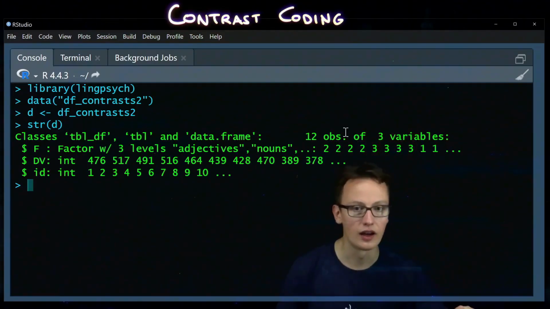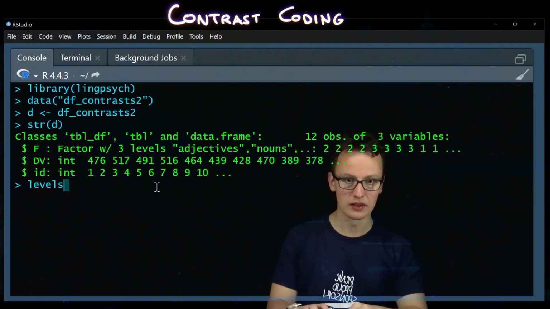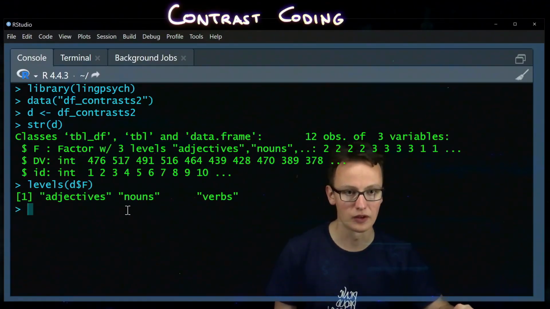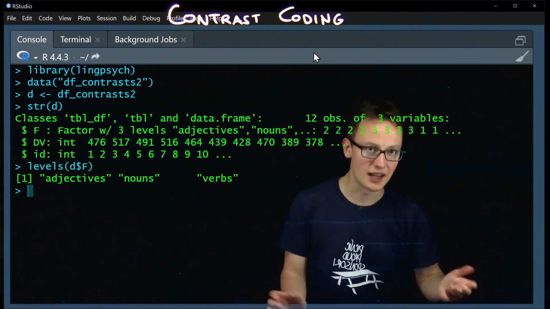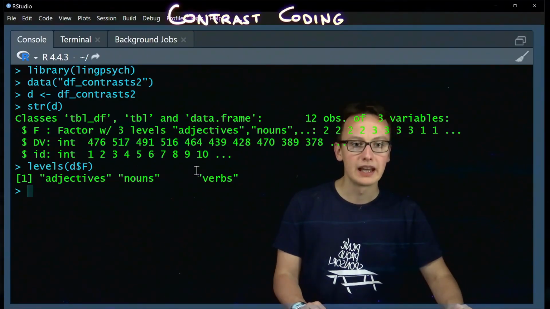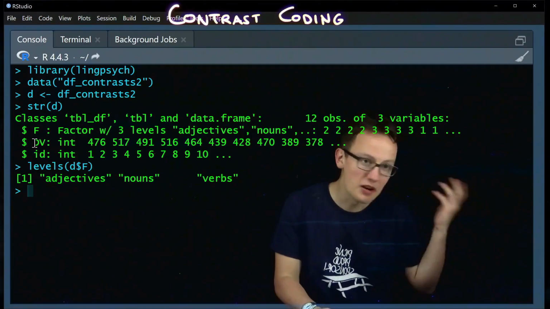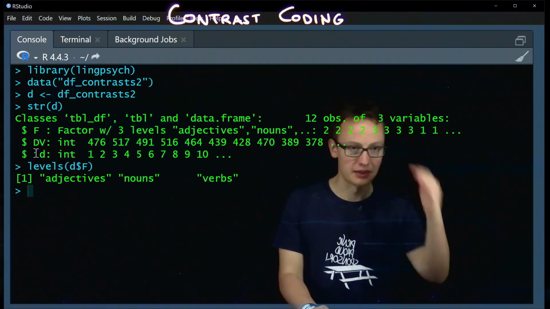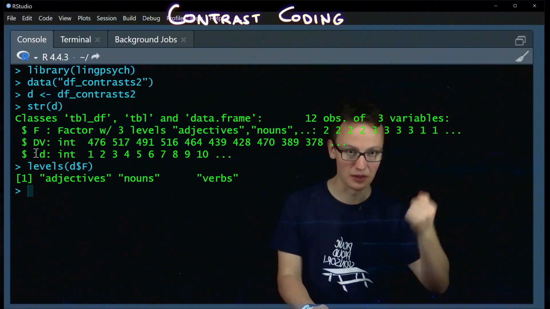So there are three variables. There's one factor f with three levels. We can also let R explicitly tell us what levels there are, how they are called. So there are the levels adjectives, nouns, and verbs. So it's sort of like a psycholinguistic study, I guess you could think of it like that. And there is another variable dv, which is some dependent variable, could be reading times in milliseconds, I guess. And then there is just the id, basically the number of the data points, which data point is it, the first one, the second one, the third one, and so on.